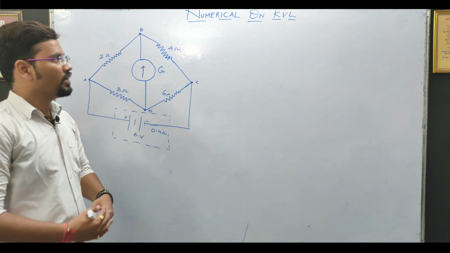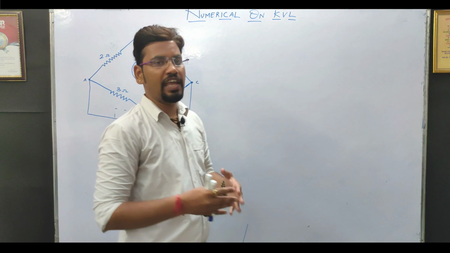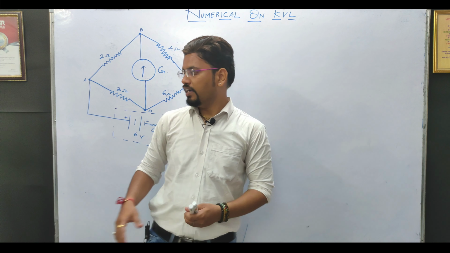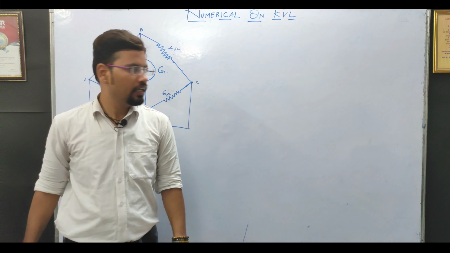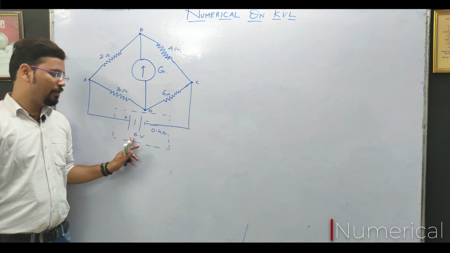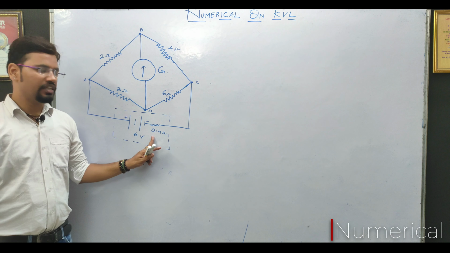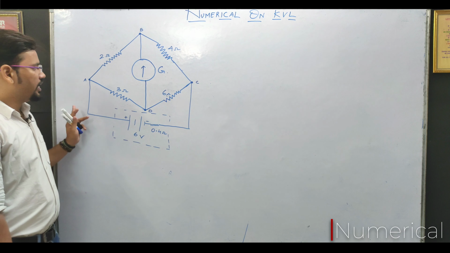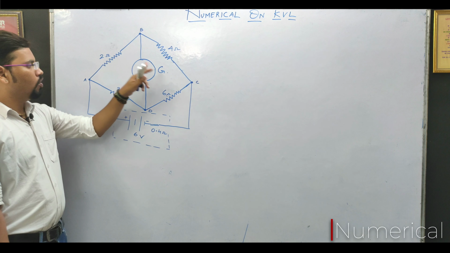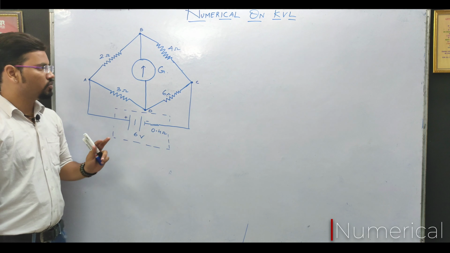Okay, so in order to understand the concept of KVL and Wheatstone bridge more properly, we'll try to do one numerical on it. Here what we can see, a cell of 6 volt EMF and internal resistance 0.4 ohm is connected across a Wheatstone bridge having resistance 2 ohm, 4 ohm, 3 ohm and 6 ohm.